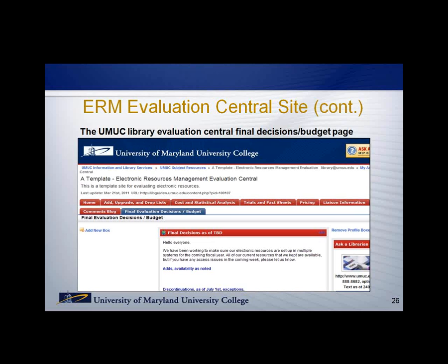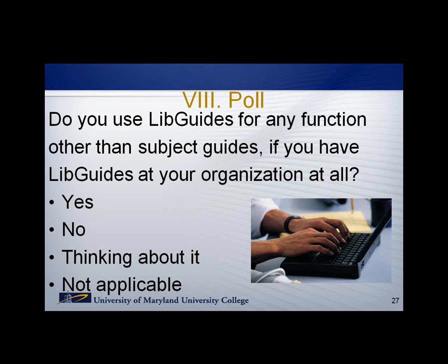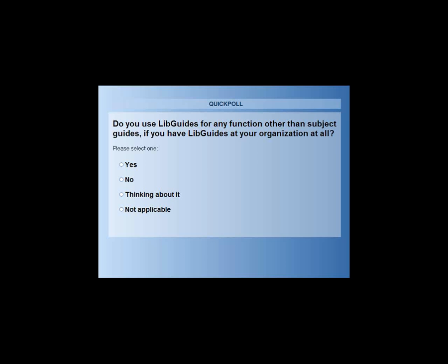So that was a quick tour of the Evaluation Central site. Again, I encourage you to check out the template site for yourself, following the URL on slide number 21. And I would like to start the second poll. The question for you is, do you use LibGuides for any function other than subject guides at your organization? If you use LibGuides at all, the multiple choices are yes, no, thinking about it, not applicable. Now we are opening the poll. Please choose the one that fits your situation the best.